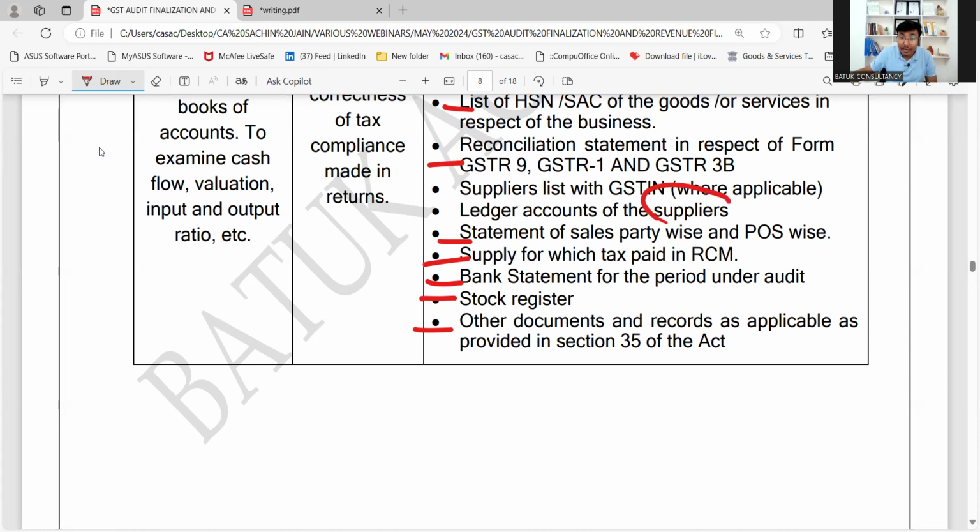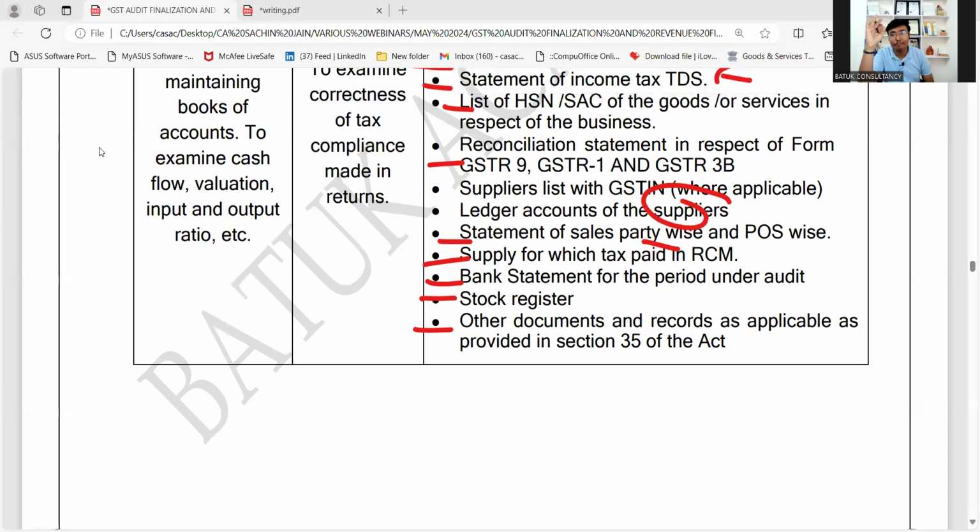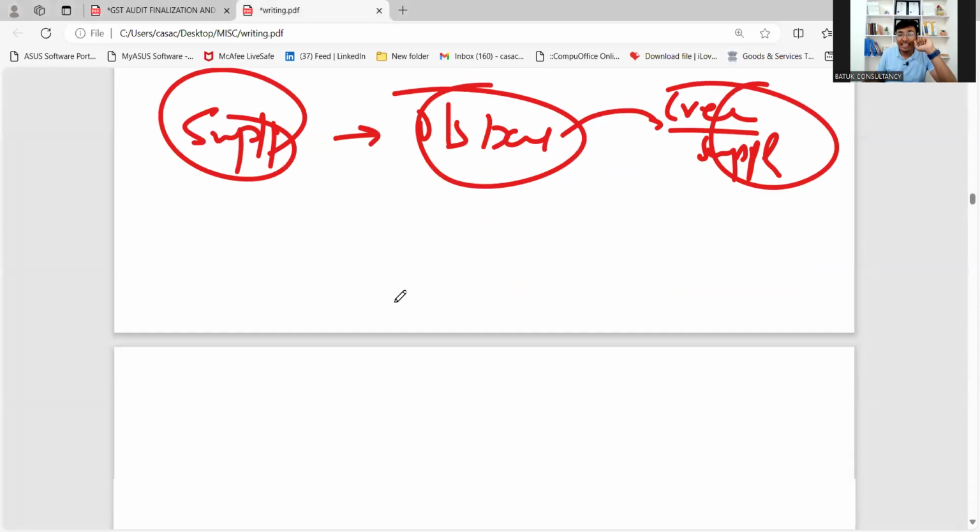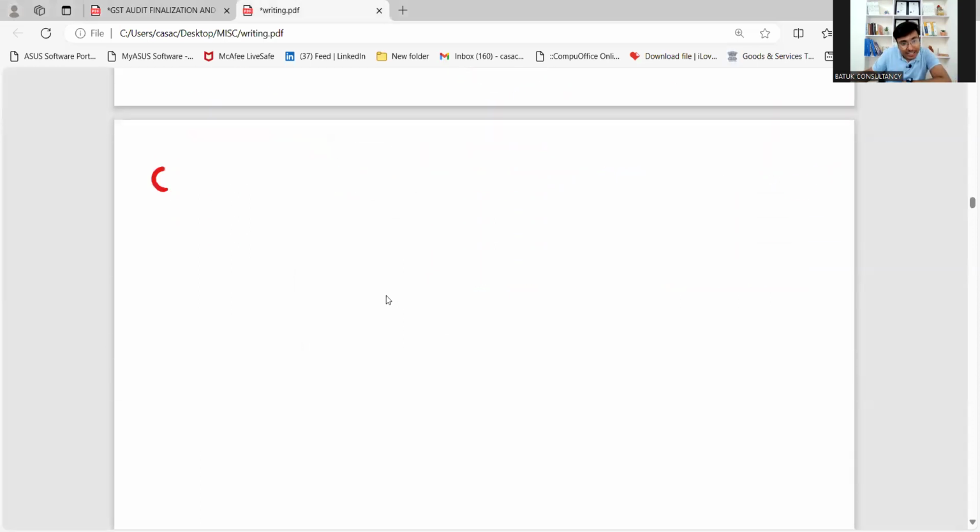Ledger account of the suppliers done, statement of sales party wise and place of supply wise. Okay, this is the important thing, because when you demand the sales ledger, when you demand the sales party wise and the place of supply as well, you can easily identify through the GSTN and through the place of supply.